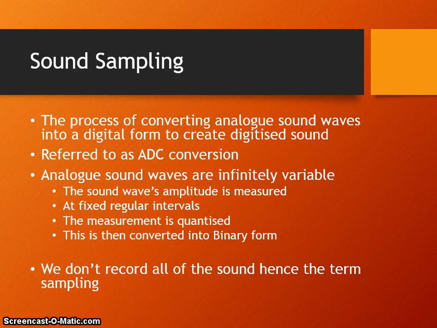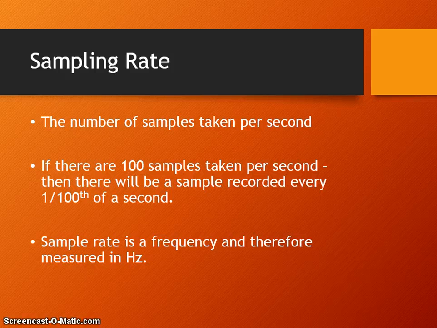Analog sound waves are infinitely variable. The sound wave's amplitude must be measured at fixed regular intervals, and this measurement is then said to be quantized, so that's taken to its closest point on the y-axis, and that's converted into binary form. We don't record all of the sound, hence the term we sample. We have a sampling rate, so this is the number of samples taken per second.